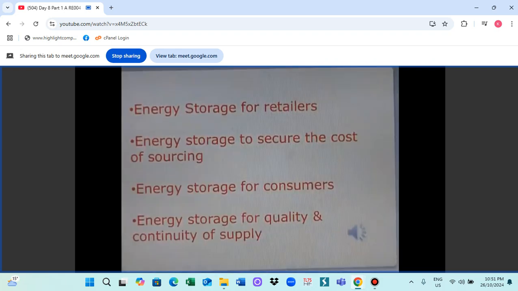So energy storage for the retailers, energy storage to scale up the cost of sourcing, energy storage for the consumer, energy storage for the quality and continuity of the supply.